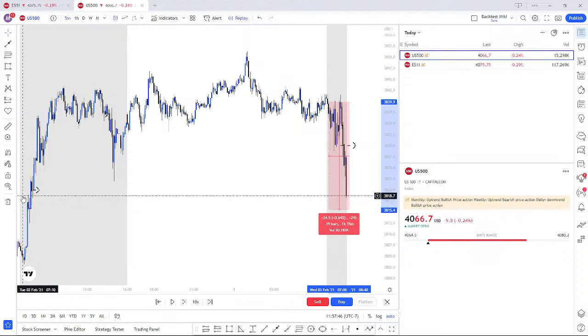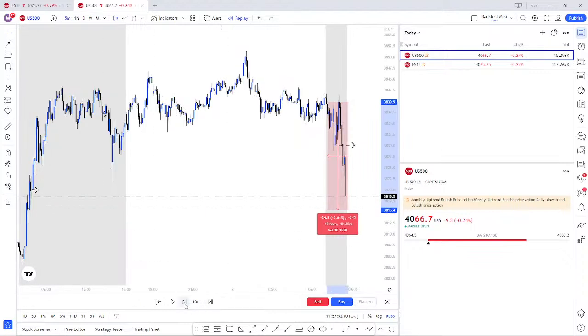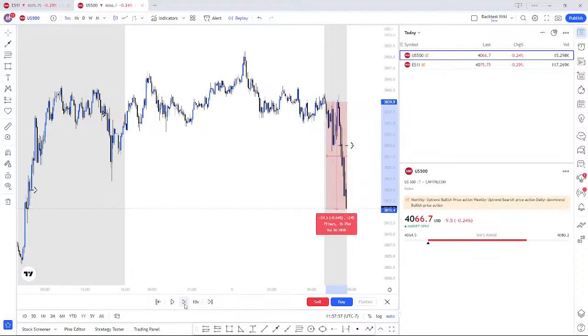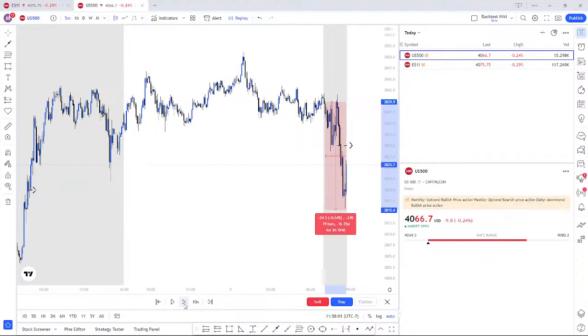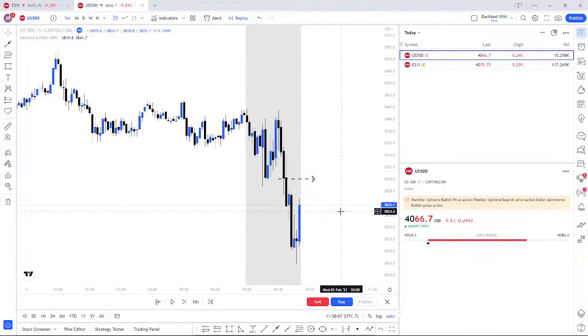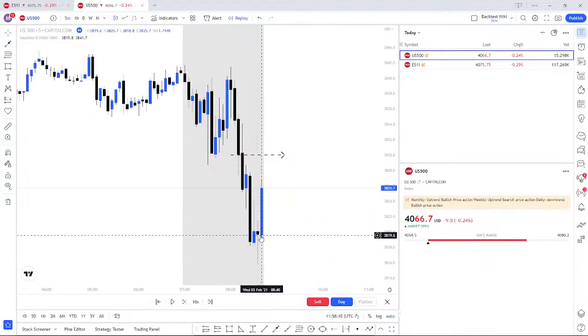Next place price could jump off of would be this base right here, which is where price is right now. So let's see how price interacts. Good rejection. Good rejection. So you probably made your 24 here if you took profit. But I don't see a long entry. That's the thing. I don't see a long entry.